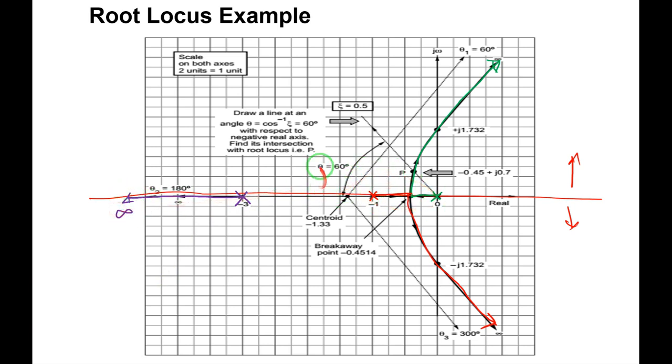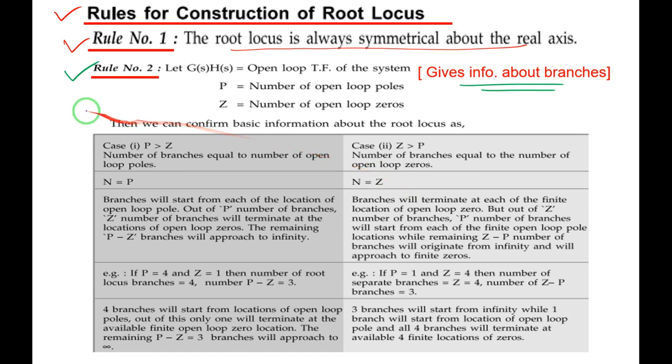So rule number 2 will tell how many. It gives information about the branches, meaning how the branches will start, where they will start, where they will go. This is moving towards infinity. This is moving towards infinity. This is moving towards infinity, right? So how many branches are there? How they will move. So that is all about rule number 2. Please keep in mind, rule number 2 gives information about the branches.